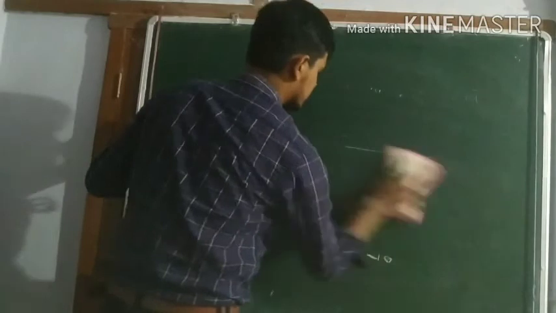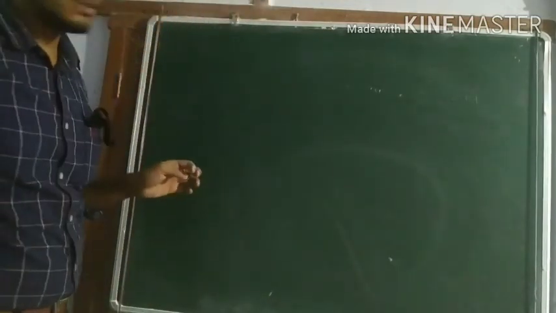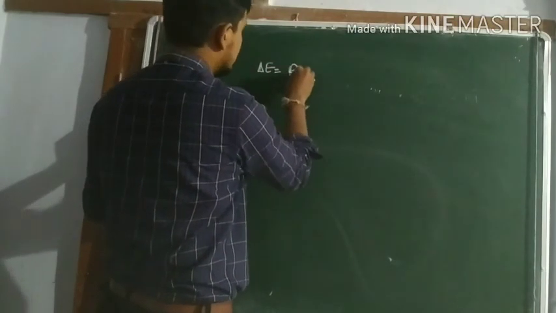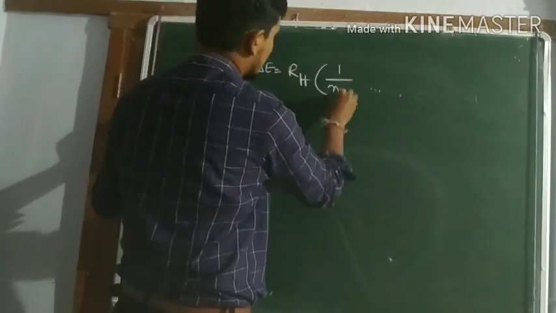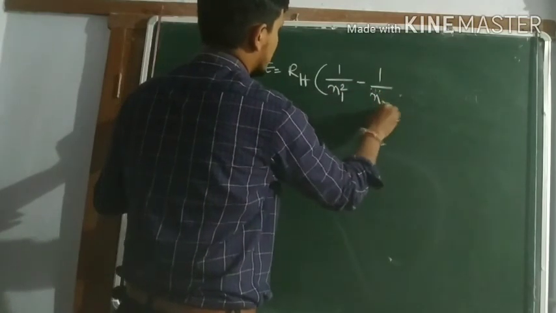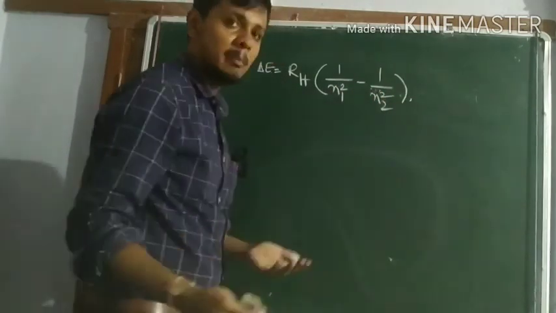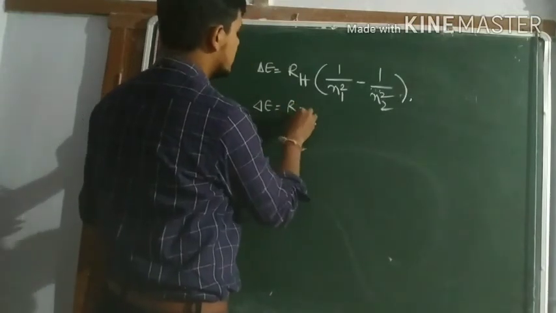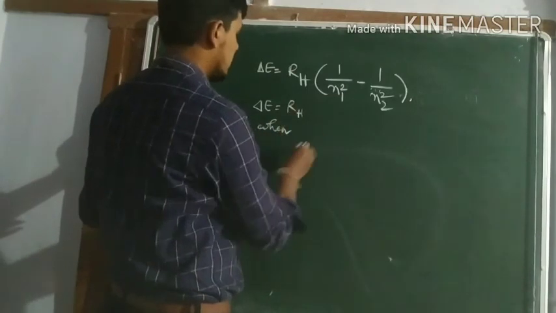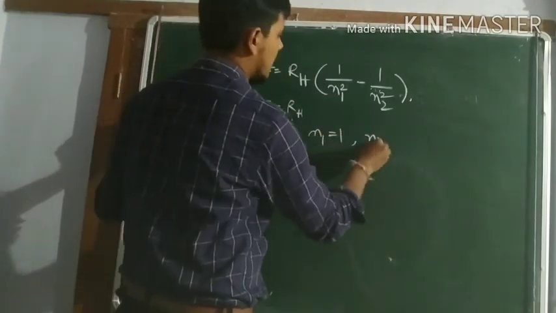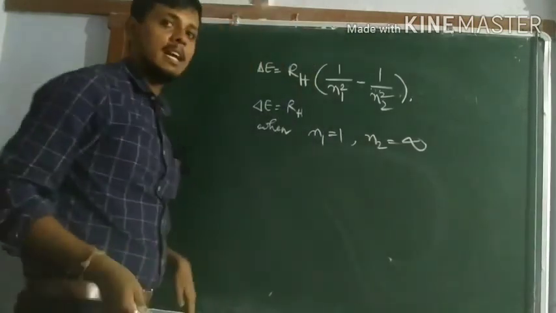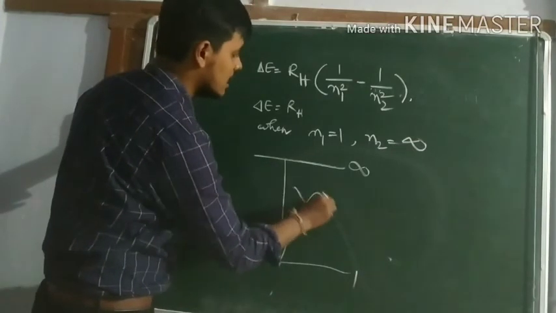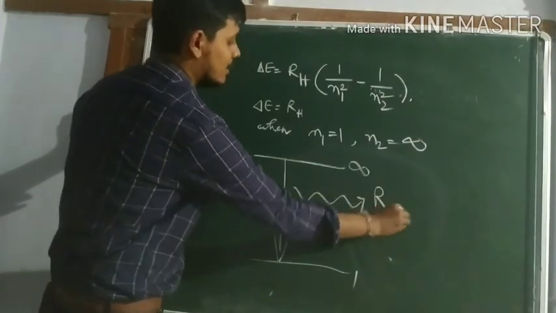Now, this is the Rydberg constant. So let us see, delta E equals to RH in terms of joule, 1 by n1 square minus 1 by n2 square. So delta E equals to RH when n1 equals to 1 and n2 equals to infinity. When the electron comes from infinity to 1, how much energy will be released? RH amount of energy will be released.